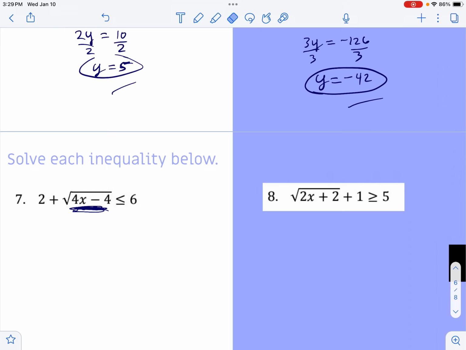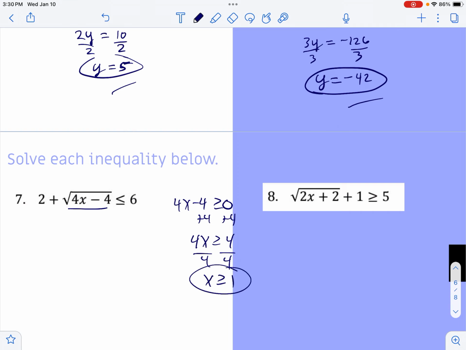Solve it the same way, okay? Actually, I'm going to do this first. We're going to do the check first. I'm going to say, hey, first of all, 4x minus 4 has to be greater than or equal to 0 because I can't take the square root of a negative number. So this just kind of keeps me honest. I'm going to add 4 to both sides, and I get 4x is greater than or equal to 4, divide by 4, and x is greater than or equal to 1.